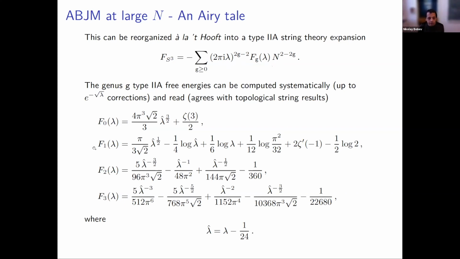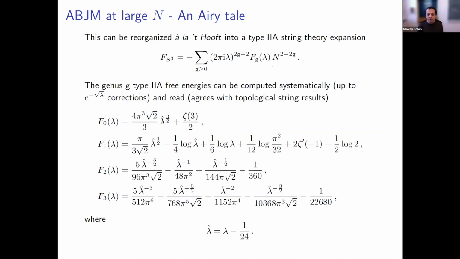So these are explicit answers for these F_g, which should be thought of as the free energy of that putative string as a function of lambda to all orders in 1 over lambda. So what I'm not computing here are exponentially suppressed terms in lambda. And what we did is we have a systematic algorithm to give you any F_g that you like. So if you're interested in the genus 11 free energy of this string, I can look at my Mathematica file and give you the function.